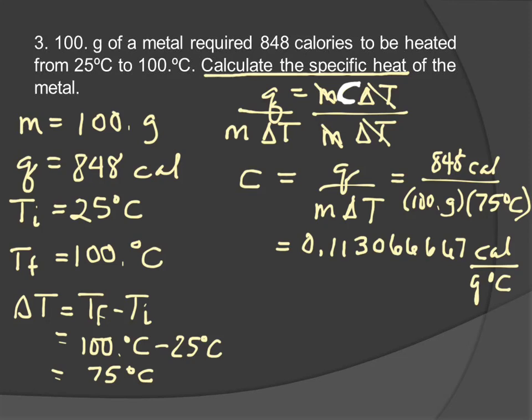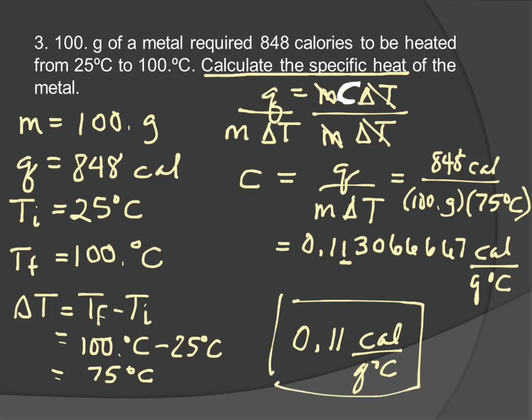How many significant figures should we keep? 2, because of the 75. That one has 2. The one on top is 3, this one's 3. So we're going to round this here. That's in the hundredths place. So we don't have to put this into scientific notation. We can say 0.11 calories per gram degrees Celsius. And that is the specific heat of that piece of metal.